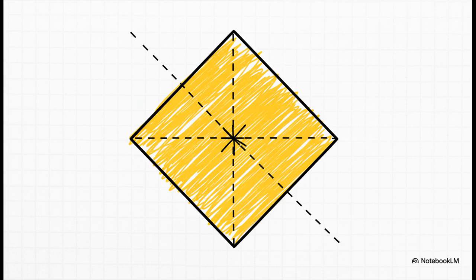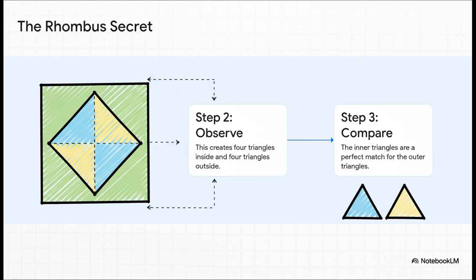It kind of looks like a tilted square, but its secret isn't about sliding pieces around. This one is all about the lines that cross right through its center, what we call the diagonals. So check out this brilliant visual trick. If you draw a rectangle perfectly around the rhombus, so the edges of the box just touch the points of the rhombus, look what happens.